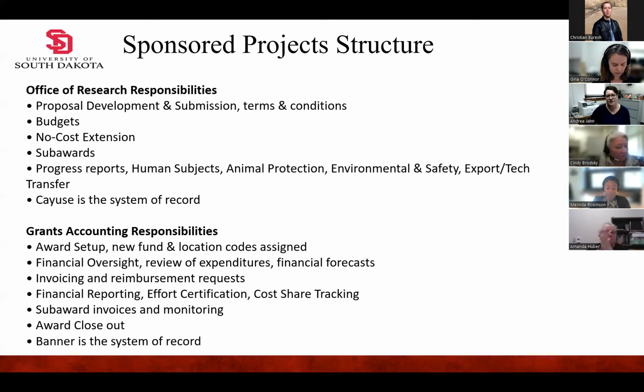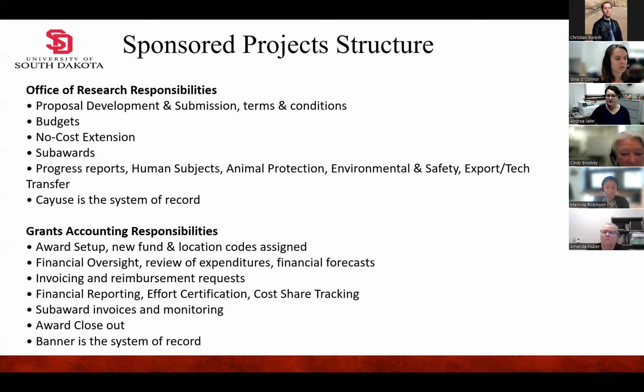payroll. We also deal with financial reporting. So at various times throughout the year, it could be quarterly, semi-annually, annually, the agencies are requesting a financial report called a FFR. And then again at the end of the award. So we deal with those financial reports, which can also include cost sharing, tracking of cost sharing. And again, those effort certifications are important, and that is tracked through this office as well.